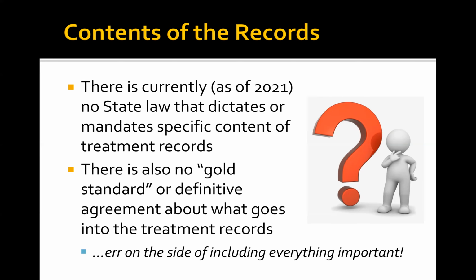There's a lot of people that have an opinion, but ultimately the answer is you err on the side of including everything that might be important. So if another clinician, a lawyer, an auditor, the ethics board, if anybody was looking for something that should be in the treatment record, you want to make sure that it's in there. So better to have a bunch of superfluous things that weren't necessarily important to include than not include the things that are important.